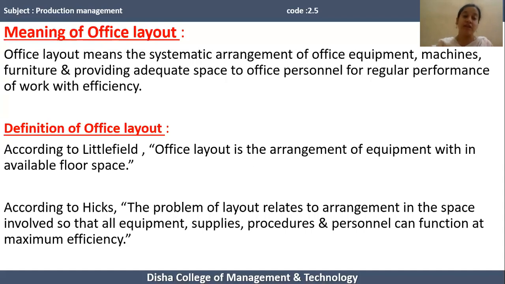Next comes the meaning of office layout. Office layout, I told you, is an arrangement of everything which is required for an office, so that the office personnel can use all these things in the most effective way, in less time, and complete their task in the most effective way.